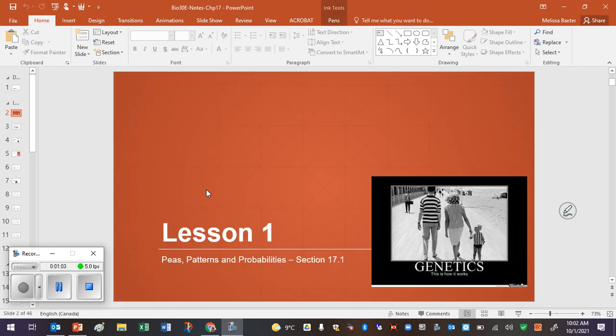So our first lesson, I titled P's, Patterns, and Probabilities. And you'll see why it's about P's in just a minute. This is just a fun picture that I saw on the internet one day. I don't know if you can see because it's kind of small, but the dad has horizontal stripes and the mom has vertical stripes, and then the boy has a little crisscross pattern, and it says, genetics, this is how it works. And even though it's kind of a silly simplification, it kind of is. You get stuff from your mom and stuff from your dad, and the combination is the characteristic that you have.